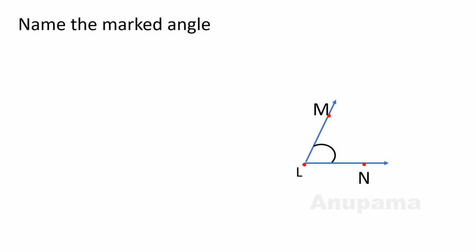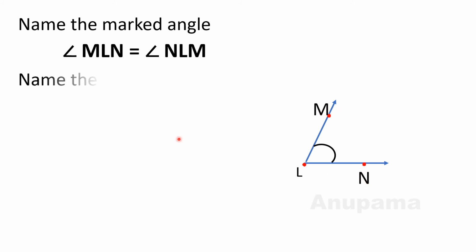Now let us do a few questions. Here an angle is there. Question number 1 is: name the marked angle. How can we name it? Very simple. Angle MLN or angle NLM. Always remember that the vertex, the point which is the vertex of an angle, comes in between the remaining 2 points. Second question is: name the vertex of the angle.